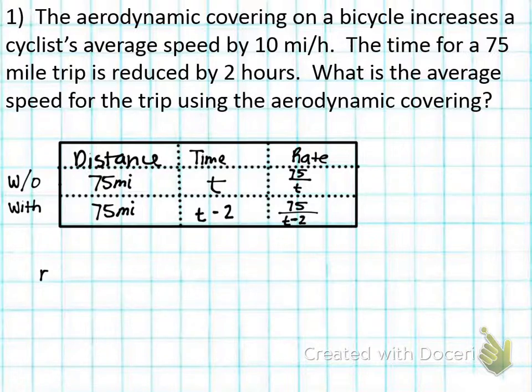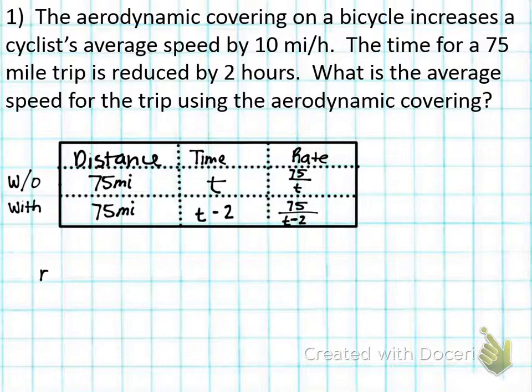So now we have to think about the next step. It says we need to identify the relationship between the aspects of the problem, okay? The problem is asking for the average speed for the trip using the aerodynamic covering. So we need to figure out the speed with the covering, or the rate, right? What is the rate with the covering? What is this equal to? Well, we need to figure out a relationship here.